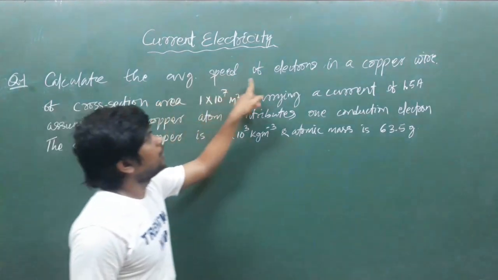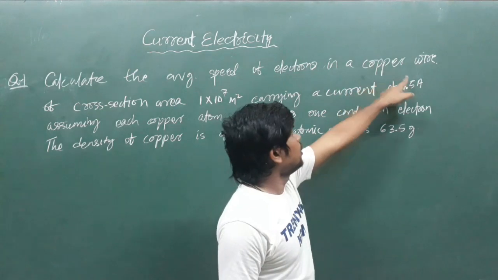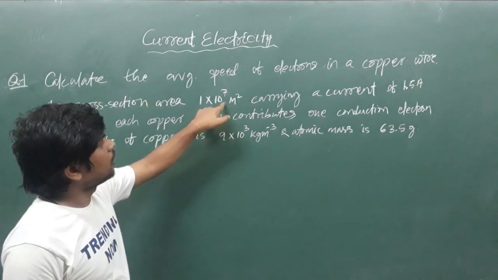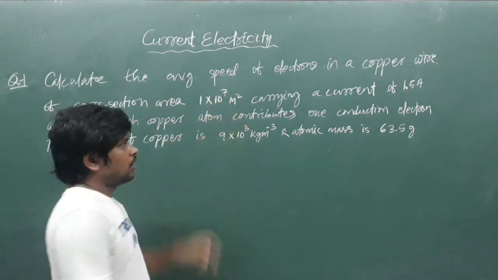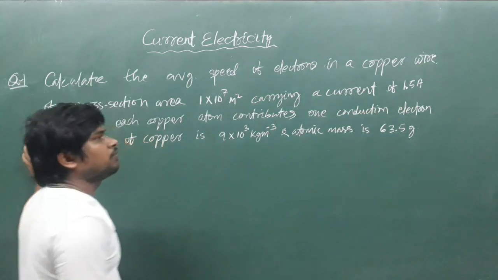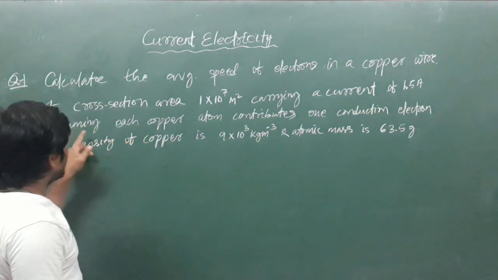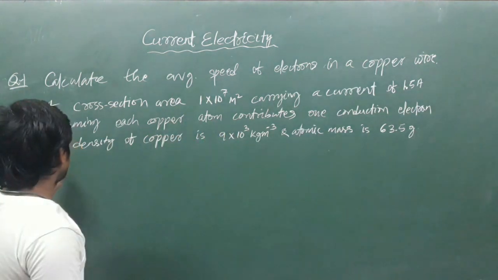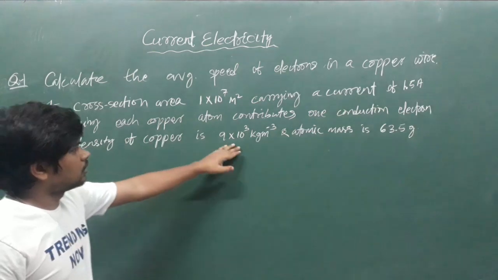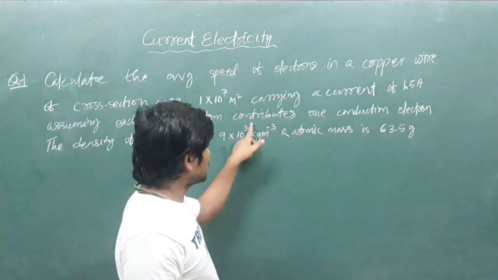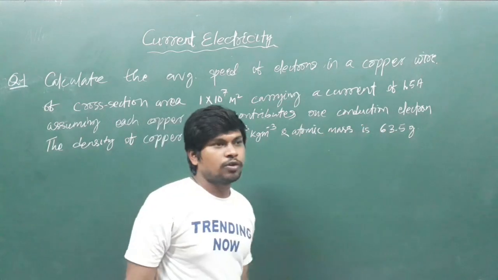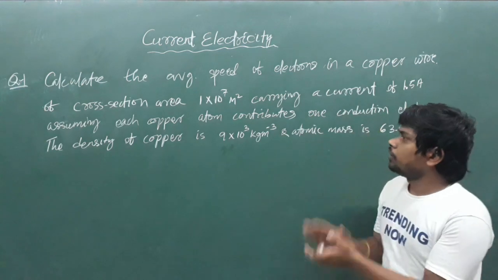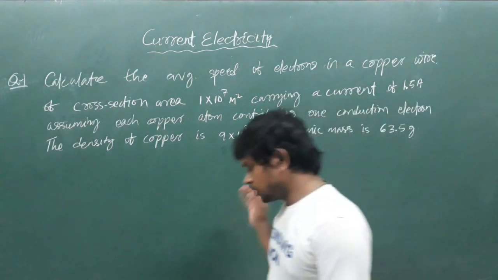Calculate the average speed of the electrons in a copper wire of cross sectional area 1 into 10 to the power 7 meter square carrying a current of 1.5 ampere. Assuming each copper atom contributes 1 electron, the density of copper is 9 into 10 to the power 3 kg per meter cube and the atomic mass of copper is 63.5 gram. Just read the question carefully, pause the screen and read the question carefully.